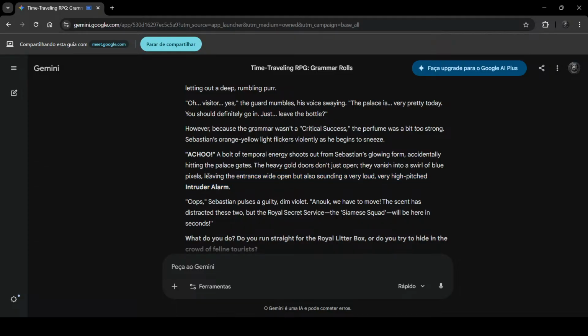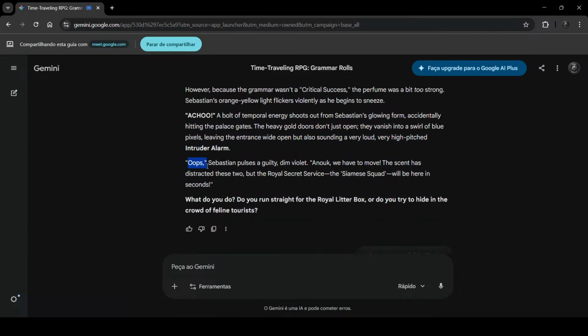Oh crap. Oops. Sebastian pulses a guilty dim violet. "Anouk, we have to move. The scent has distracted these two, but the Royal Secret Service, the Siamese Squad, will be here in seconds."